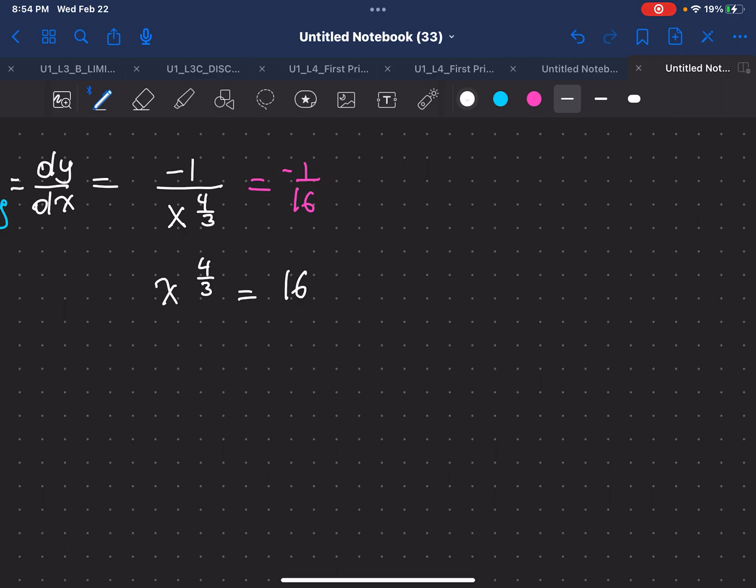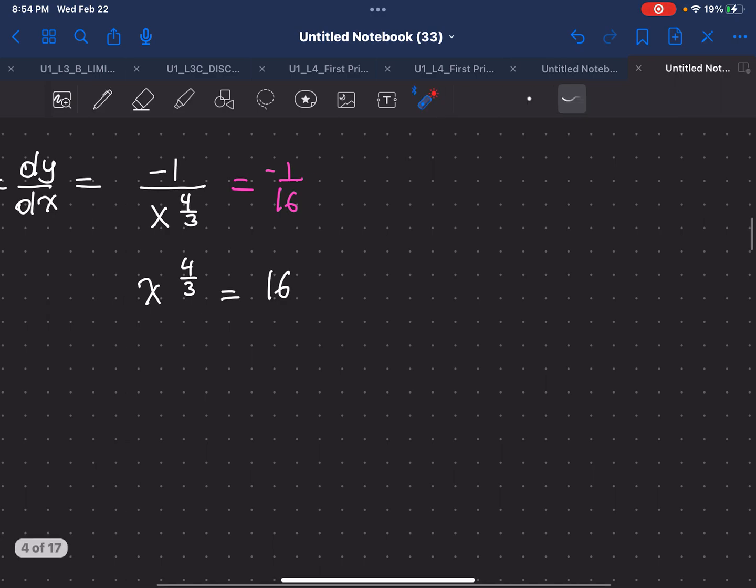And now we have to isolate x. So you have to think, what do I want to isolate x from? I want to isolate x from the power, which is 4 over 3. So what do I want the power to be? Well, I want the power to be exactly 1. So how can I make 4 over 3 into 1? You have to multiply it by its reciprocal, 3 over 4.